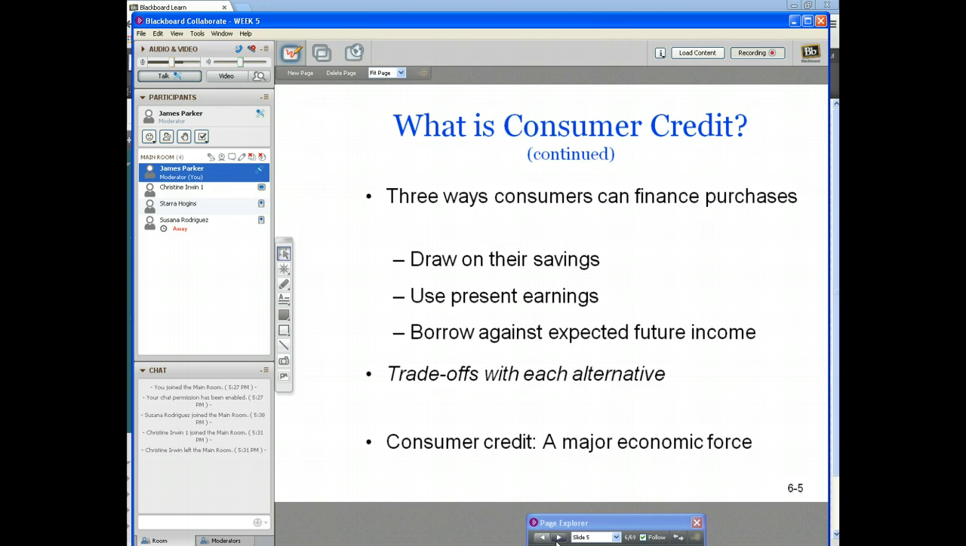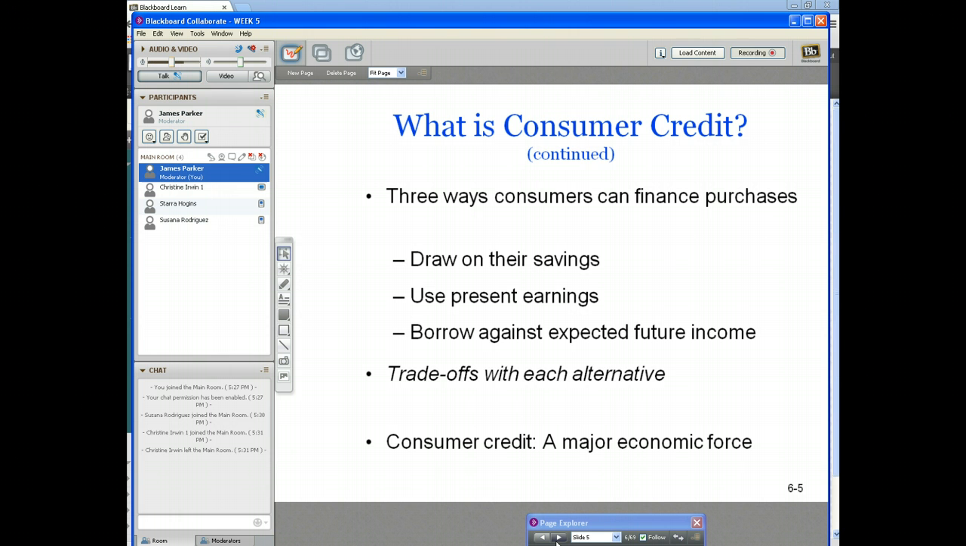So let's say you've got something you want to buy. The different ways you can finance it: obviously you could just pay cash. You could draw on your savings, or also cash. Use your present earnings, your next paycheck. Most people, though, for big purchases or unforeseen purchases, don't have the ability to necessarily use their present earnings. In terms of drawing on their savings, you can, but ultimately you'll run out of savings. If the terms are good and you're sure you're going to be able to pay it off, and it's favorable to you, you may borrow against expected future income. So that's what we're talking about. That future income is taking on consumer credit.